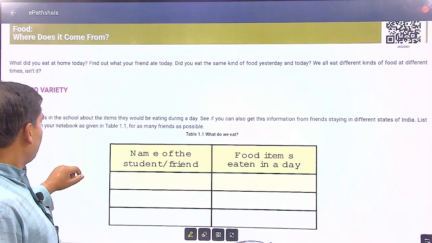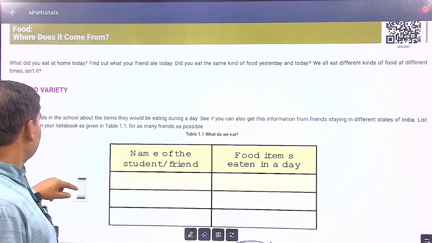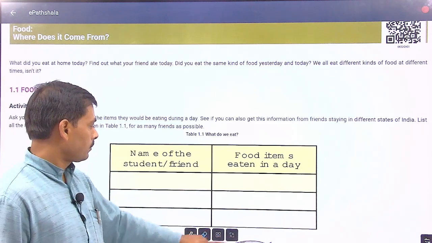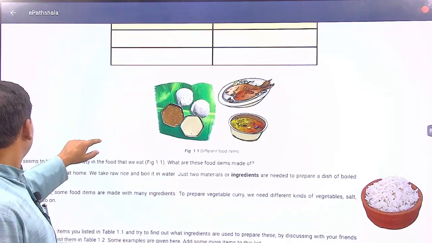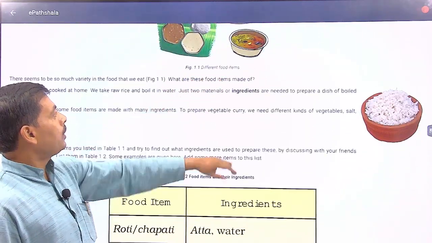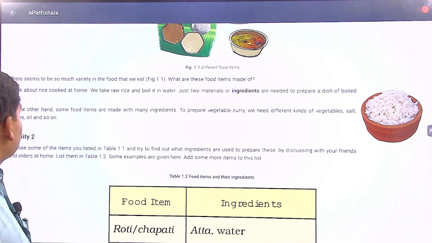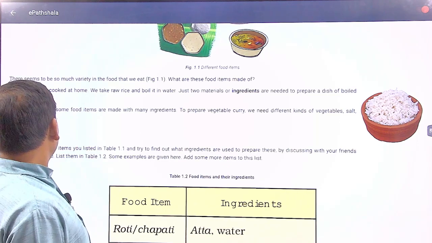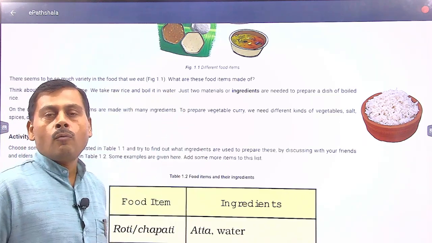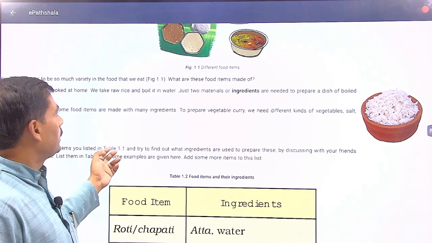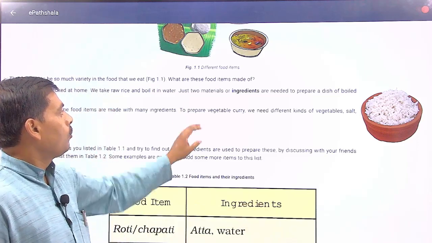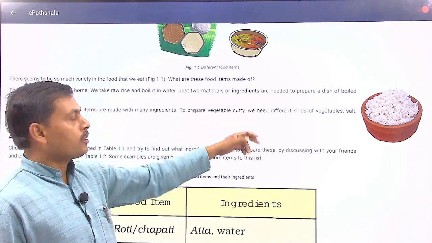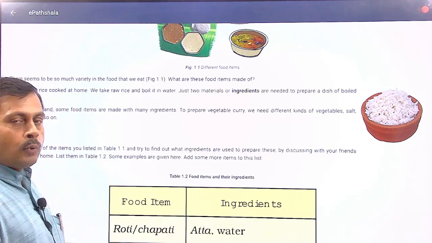And after this, we find different types of food items. There seems to be a great variety of foods eaten by us. Think how various food materials are formed. Just now, we mentioned ingredients. What is the meaning of ingredient? Ingredients means the components of food materials.